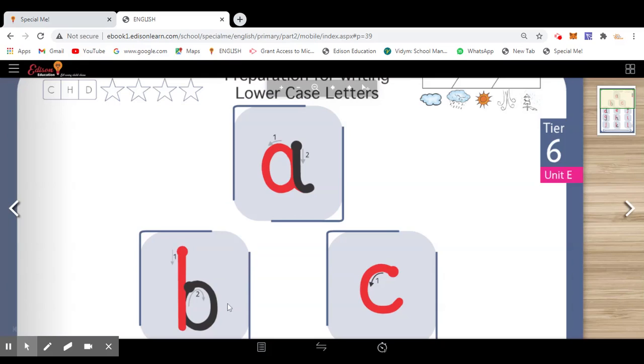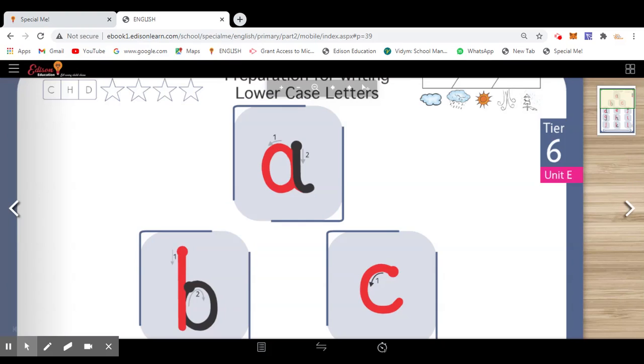Now look at the next letter. Which letter is this? This is letter B. And what is the phonic sound of letter B? B. So let's listen to its phonic song.